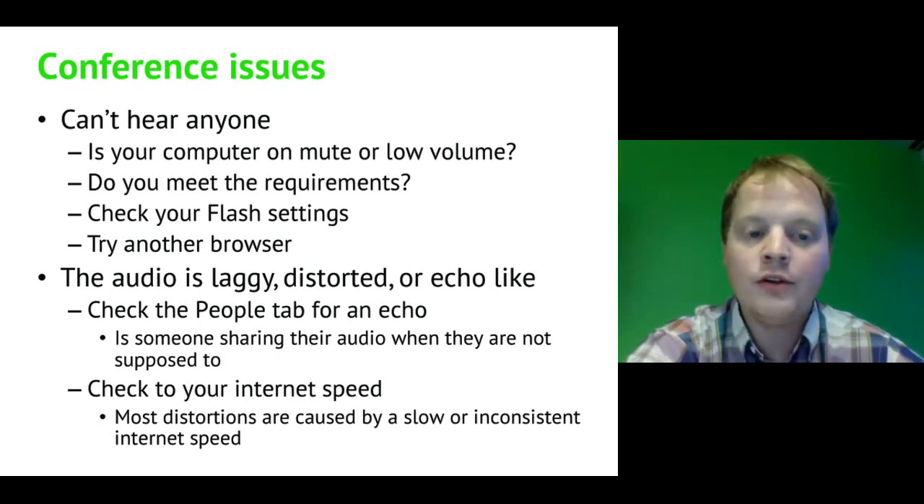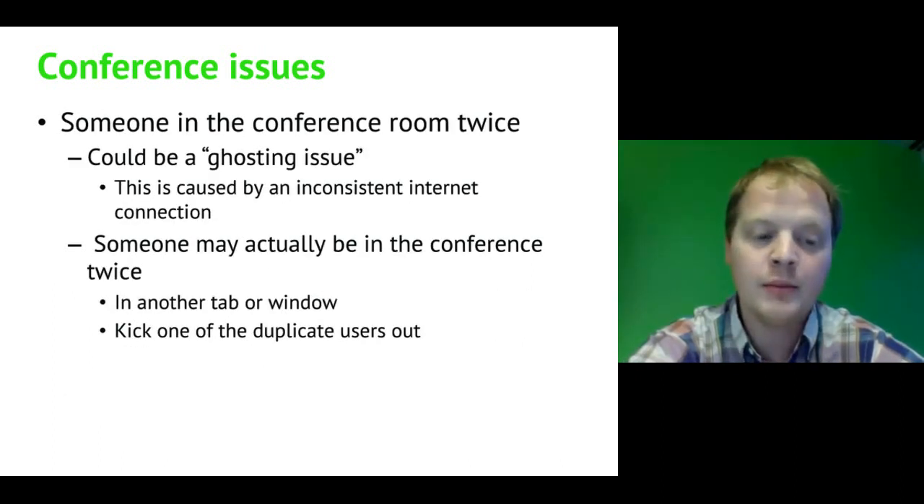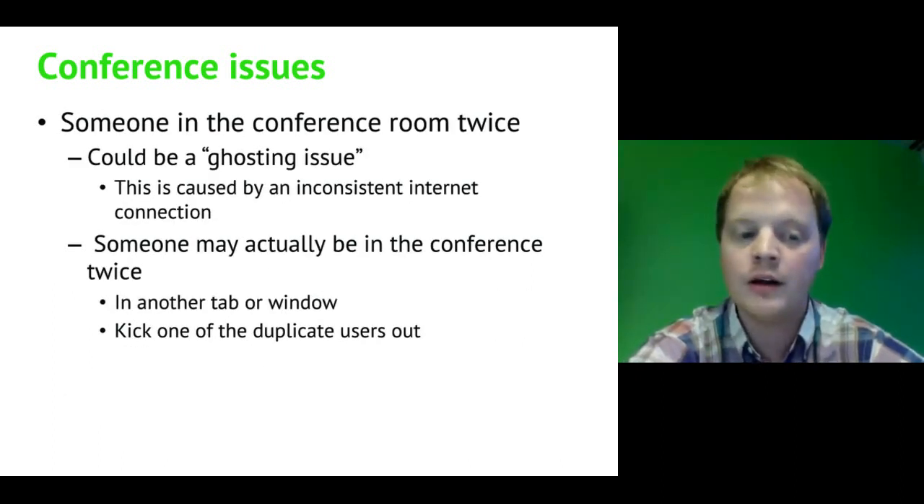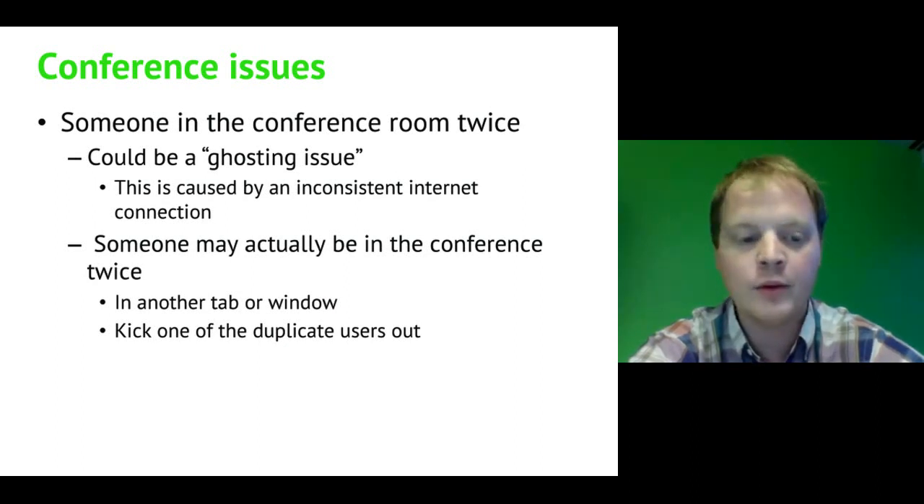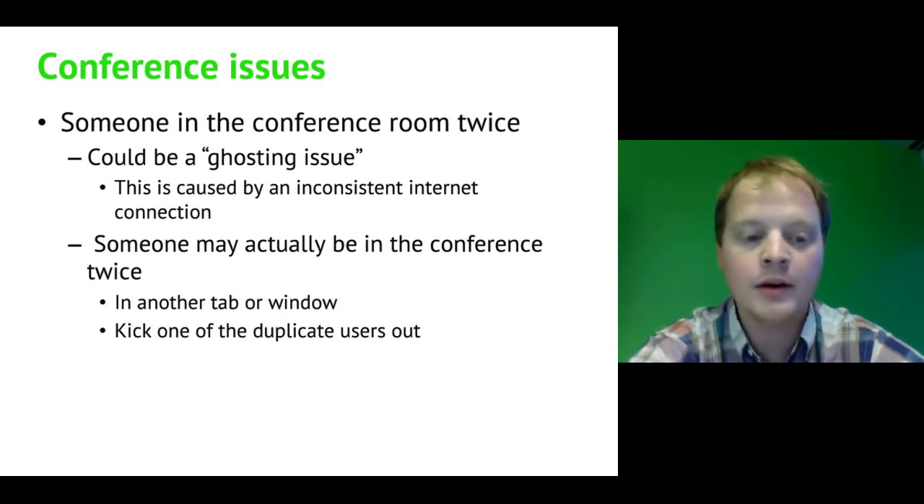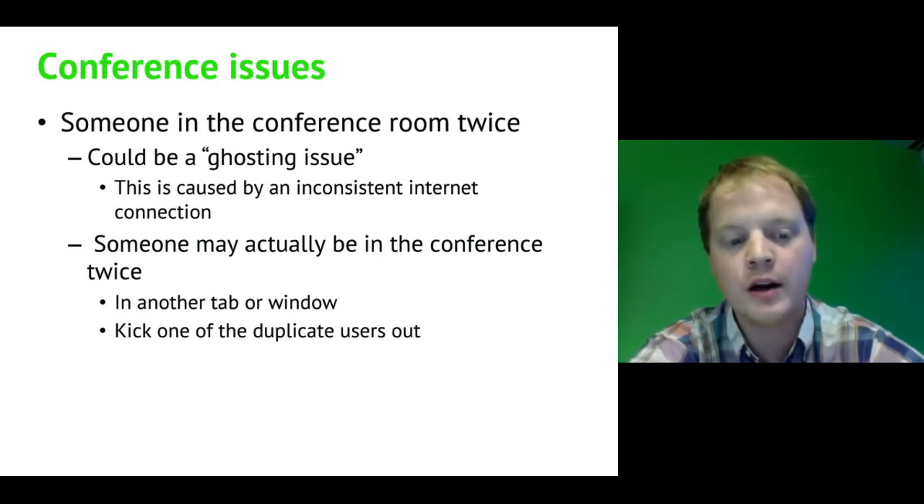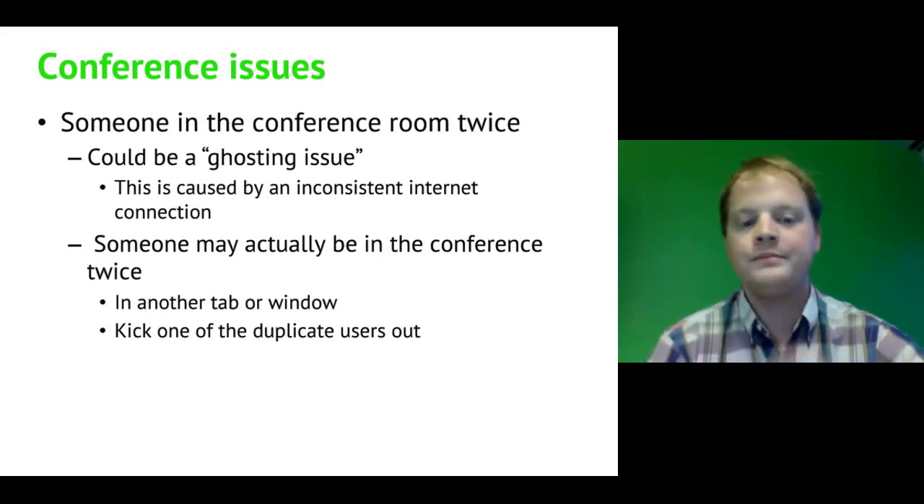Audio is laggy or distorted. This is usually caused by either a faulty microphone in your computer or you're just having low and inconsistent internet speed. Again, you need at least 1 megabyte per second to send audio and video. If you have slowing internet, it'll send pretty bad and distorted audio. So that's just something to know. And if somebody's having distorted or echoey audio, just mute them and continue on with the conference.